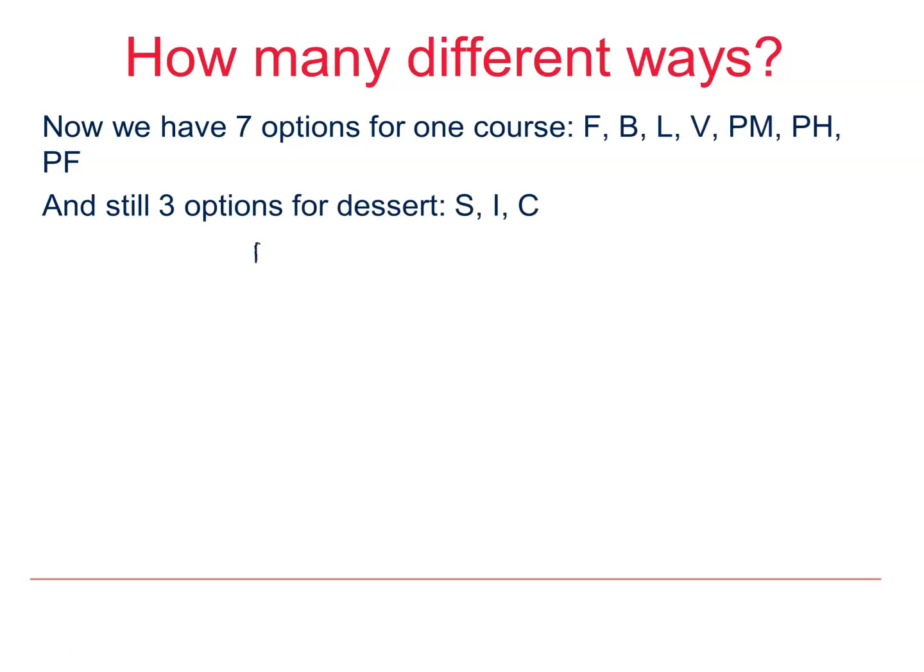So as before, I can have FS, FI, FC, BS, BI, BC, and so on. But this time I can also have the pizza options followed by the 3 desserts. So I've got 7 options for the first course multiplied by 3 options for the second, giving me 21 different meals.